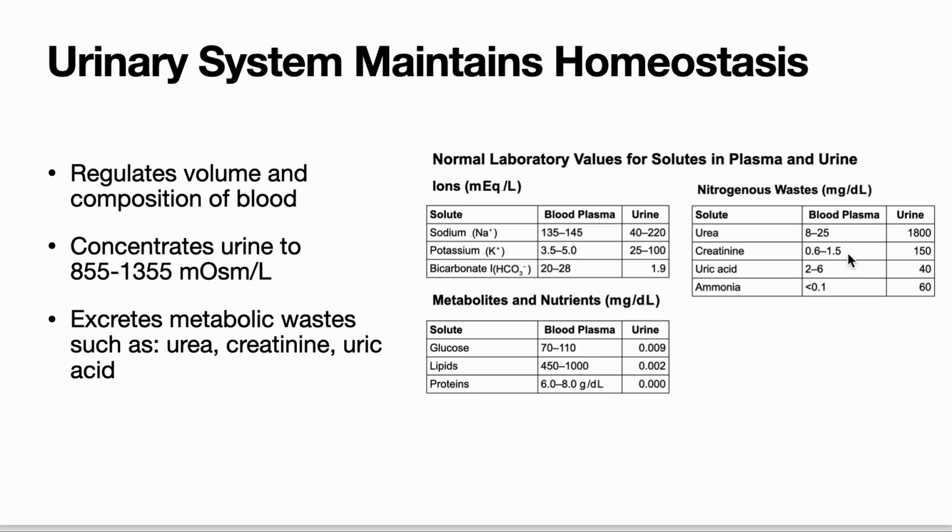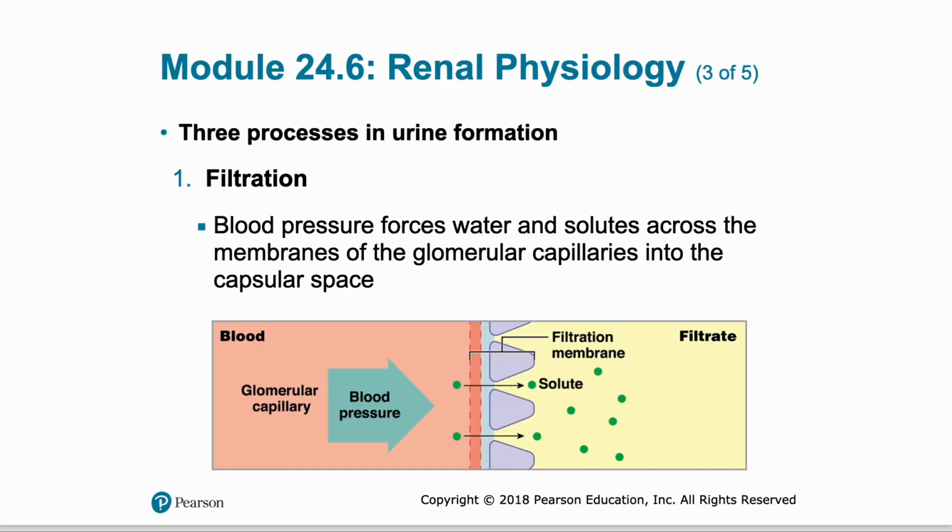Same with creatinine, which is a waste product from muscle function. Uric acid, same, high in the urine, low in the blood, again from breaking down nucleic acids. And again, we don't want ammonia in our blood. Ammonia is not good for cells. It's cytotoxic, so we want to concentrate anything we can in the urine. We want to move that ammonia into the urine and get rid of it.